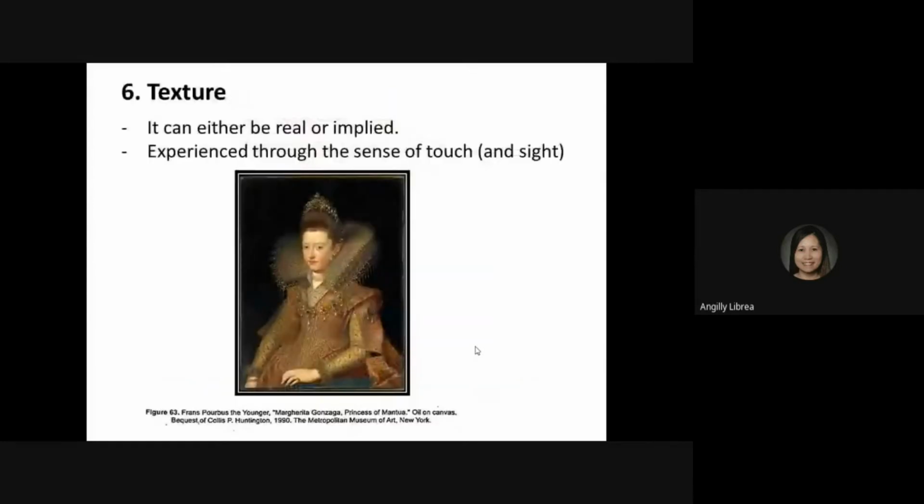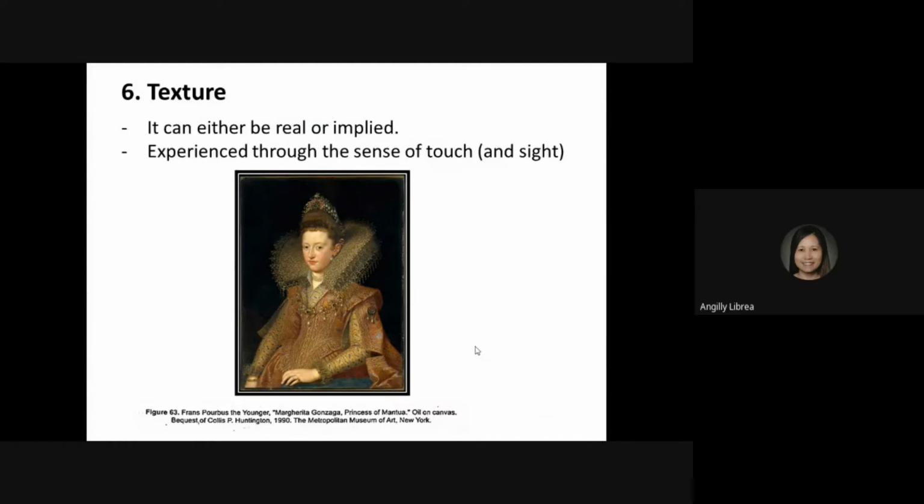Next one is texture. Like space, texture can be either real or implied. This element in an artwork is experienced through the sense of touch and sight. This element renders the art object tactile. Okay, often. One example is this one.